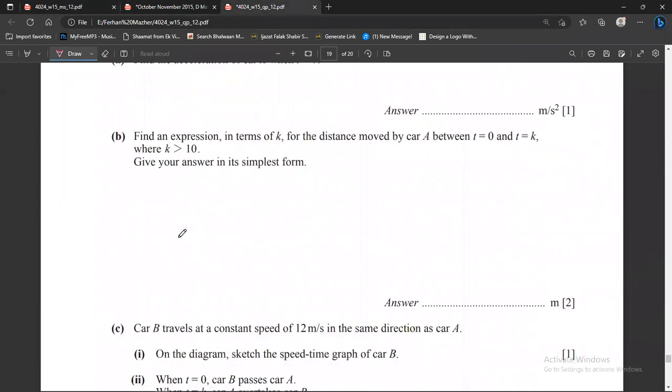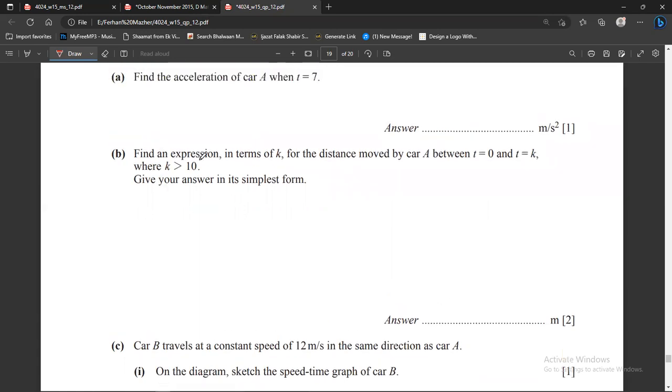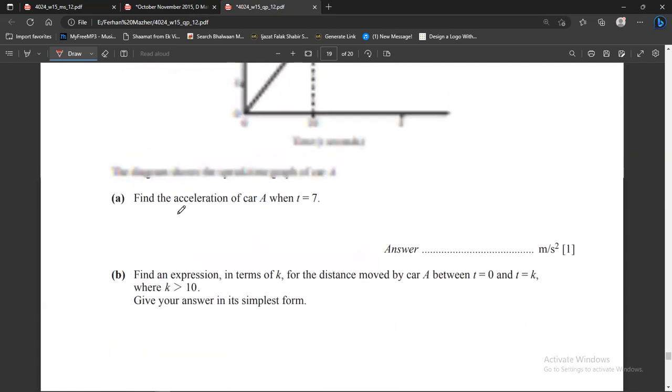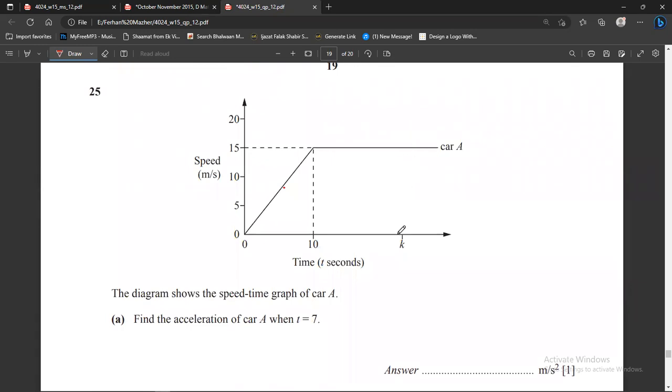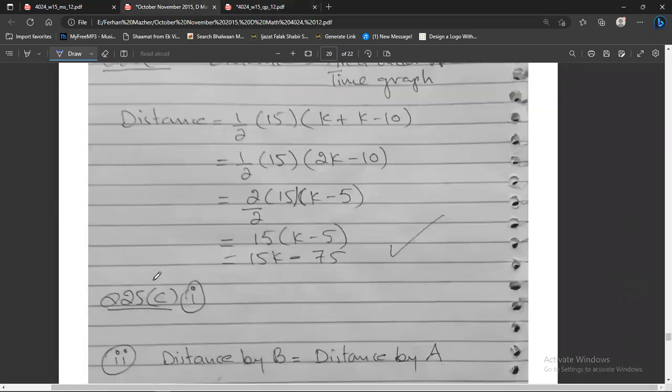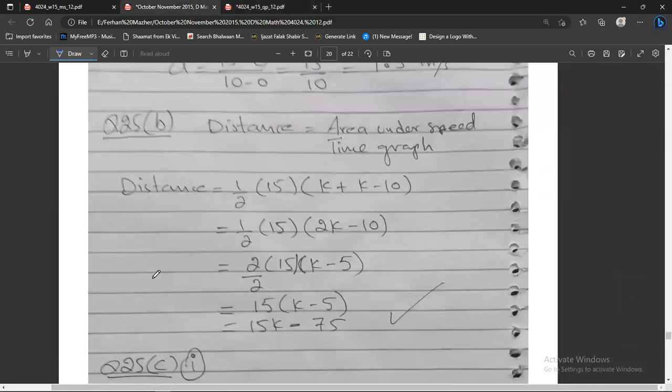Then the question is: find an expression in terms of k for the distance moved by car A between t = 0 and t = k, where k is greater than 10. Give your answer in the simplest form. The area under the speed-time graph is equal to the distance traveled. So we want the area up to this point. It will be a trapezium. The distance traveled is equal to the area under the speed-time graph.